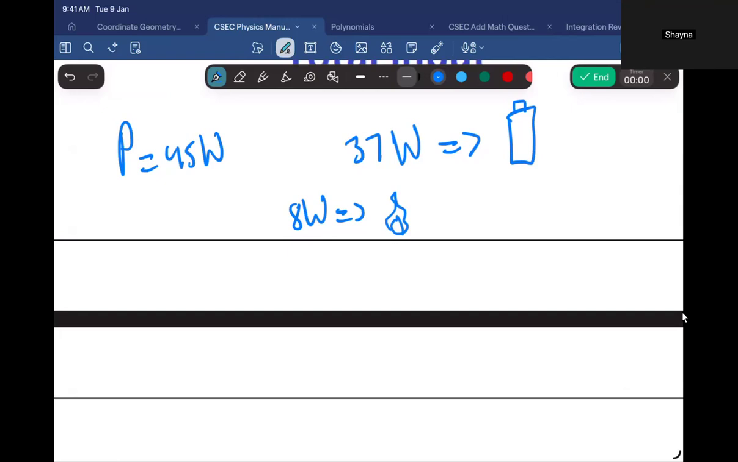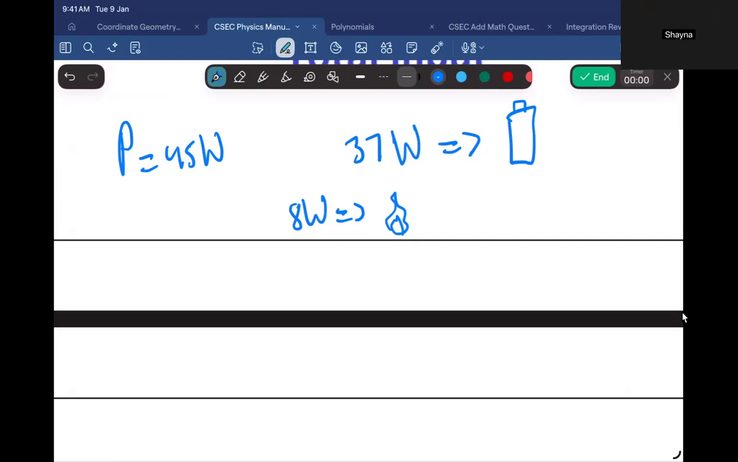Okay. How efficient is this thing? How would we calculate how efficient it is? 45 over... Not 45 over. Think about it, right, Sheena? If we want to see how efficient this charger is, we want to compare what two things and in what order.